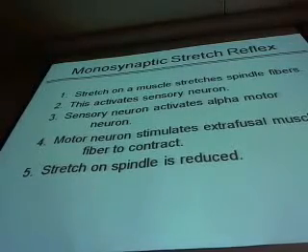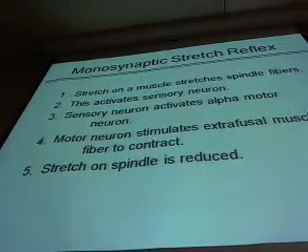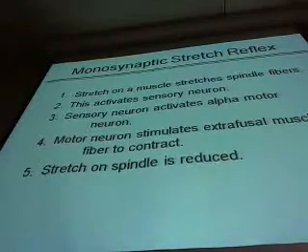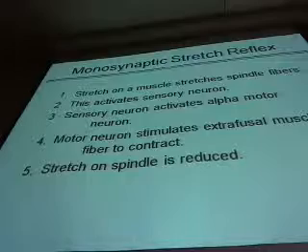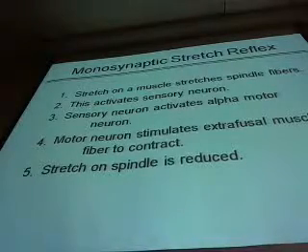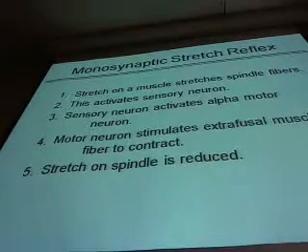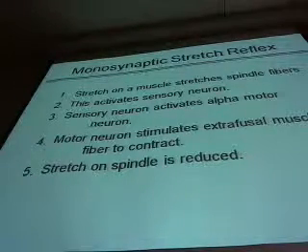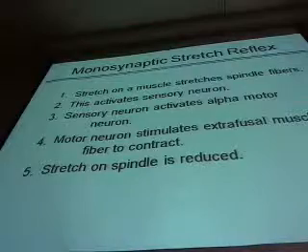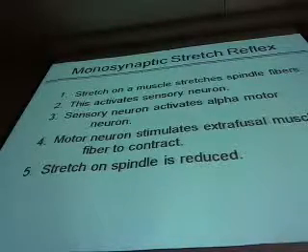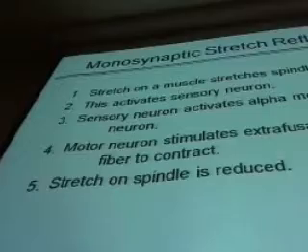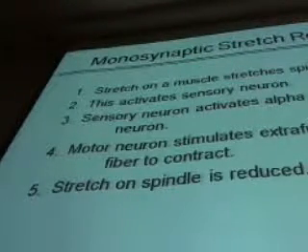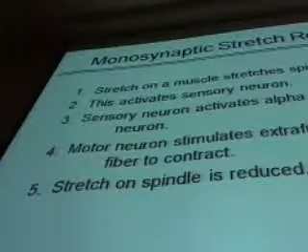Stretch on a muscle stretches the spindle fibers. This activates the sensory neuron, either your primary or secondary, sometimes both. Activates the alpha motor neuron. The motor neuron stimulates the extrafusal muscle to contract, and the stretch on the spindle is reduced. Now, you just artificially stretched that spindle by hitting it with a hammer. That's why you got the knee jerk reaction. Not the pain. If you do it right, it doesn't hurt.